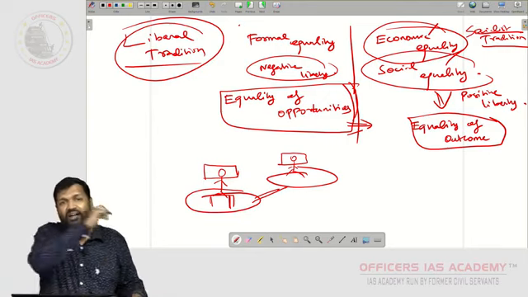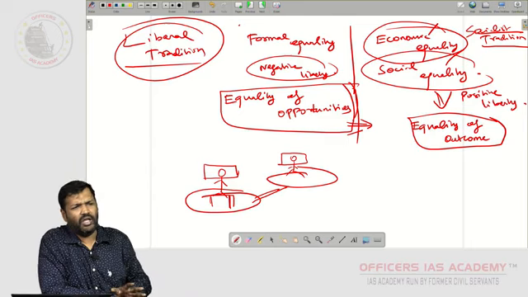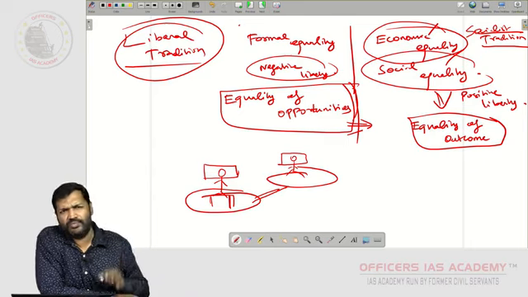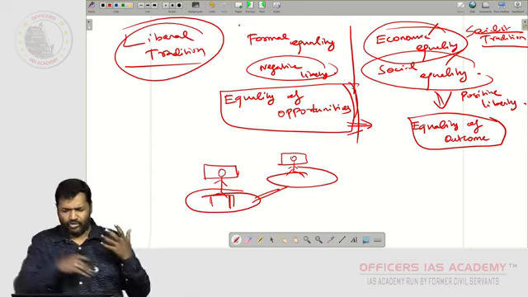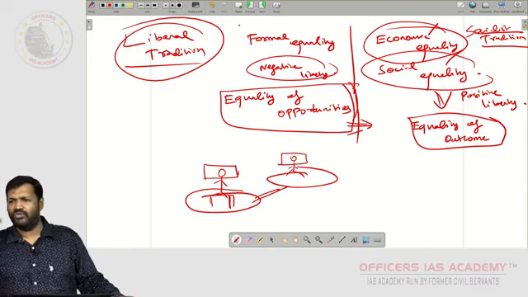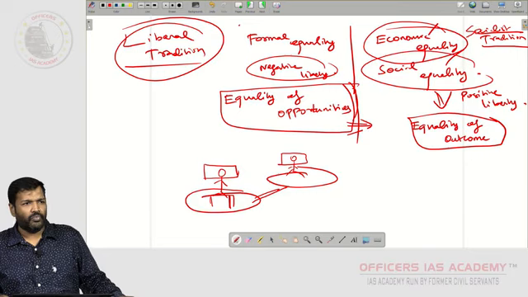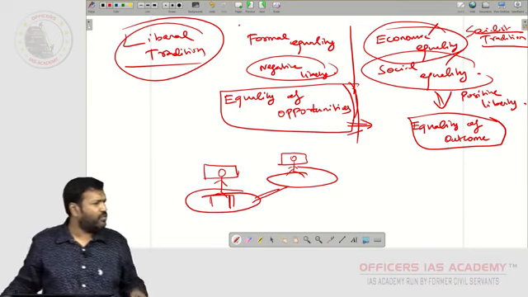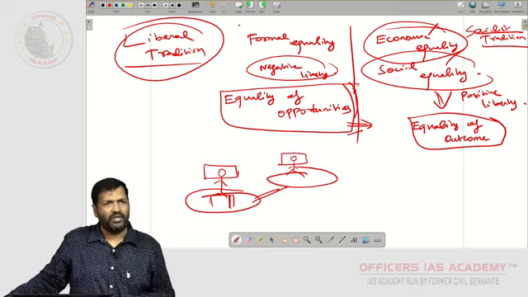So what kind of equality? There is a bigger discussion in the political literature: whether you are going to ensure economic equality or social equality. Consider social equality. How could social equality be ensured? A lot of thinkers have come.